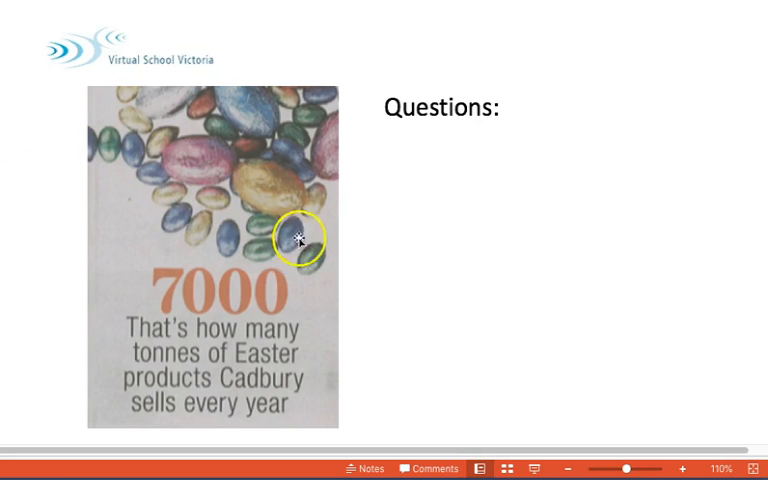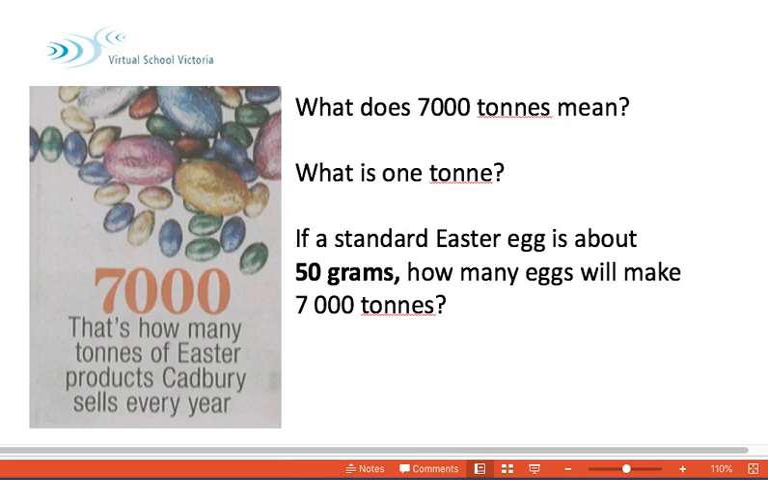And then I was very curious about these eggs, and I think these ones here might be 50-gram hollow eggs, and I think these might be solid eggs, but I don't know how many grams they would be. Anyway, there's a lot of great mathematical stuff associated with this graphic. Some of the questions our students came up with was, what does 7,000 tonnes mean? What is 1 tonne? And if a standard Easter egg is about 50 grams, how many eggs will make 7,000 tonnes? That's a lot of eggs.